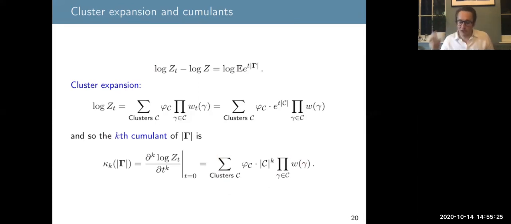And now the moral of the story is, if I understand the cluster expansion very well, I can understand all of the cumulants of this random variable very well. And I can start saying all sorts of things about its distribution. So this is precisely how we proved the central limit theorem I showed you at the beginning of the talk.